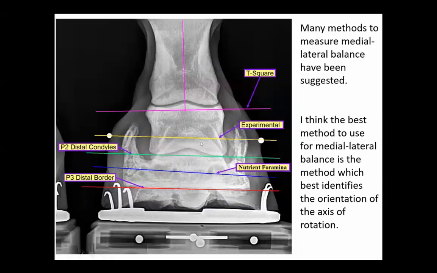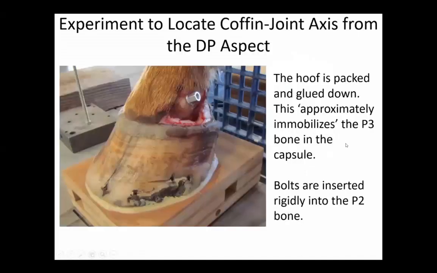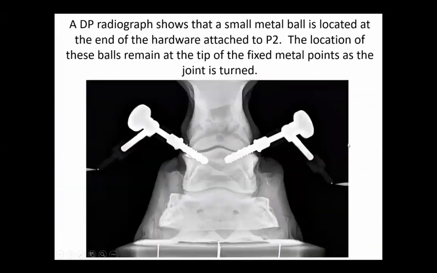And this yellow line up above is an experimentally found axis. So we actually did this. We actually had an experimental way on a cadaver leg to find the yellow line, and then we compared it to all these other methods, and the green line was the closest to that. So I'm going to skip here. Here's a cadaver leg. We put bolts into it. We did all this crazy stuff.